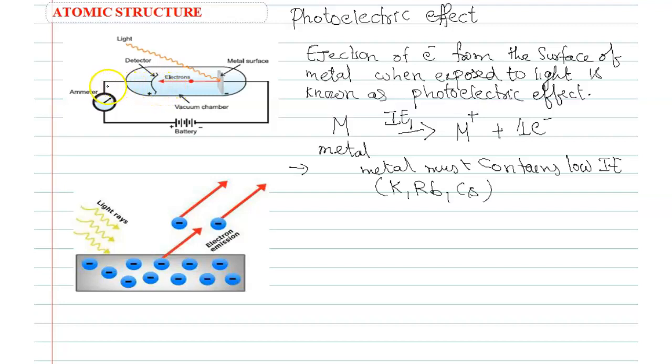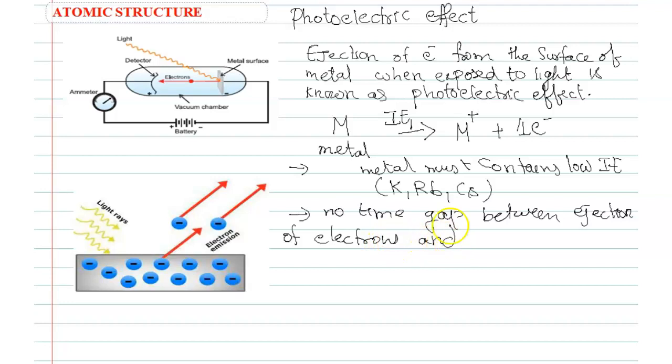The number of electrons coming can be detected by an ammeter. That means how many electrons are coming can be detected by an ammeter. And the electrons are stored in a battery. Here we must know there is no time gap between falling of light and releasing of electrons. No time gap between ejection of electrons and falling of light.